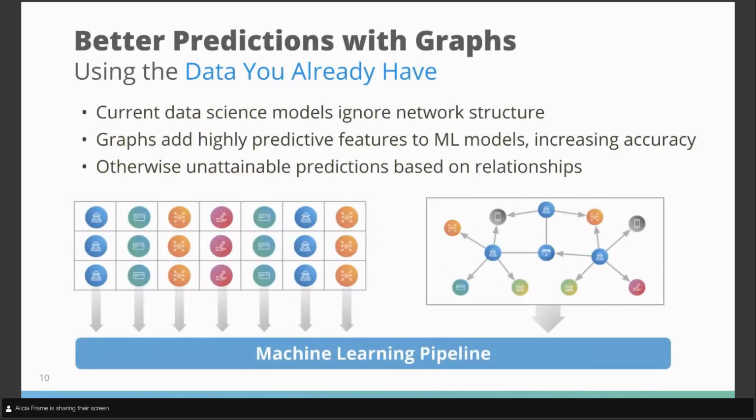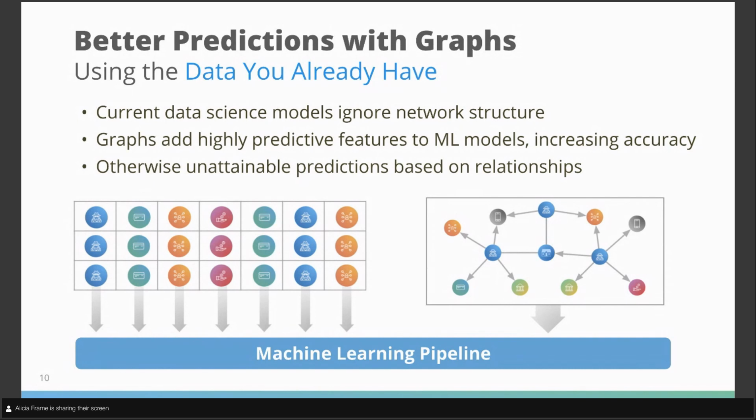So the TLDR, so what am I doing with graphs? Why am I bothering? The basic idea is that we're going to help you make better predictions using the data you already have. So I'm sure most people here who are data scientists have data that they're using to build models, to do analytics, to answer questions. What we're saying is not throw that out, it's useless. We're saying that by representing that data as a graph, you can explicitly understand the network structure, the relationships between those data points, and add highly predictive features to your machine learning models extracted from those relationships between your data points to increase your accuracy.